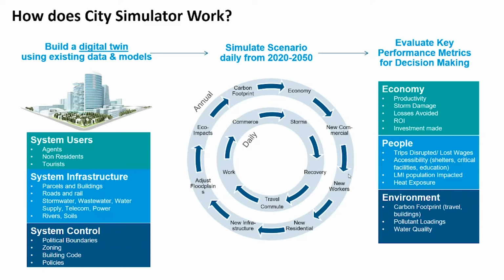Once we have that digital twin, we can do a simulation. So we typically simulate from 2020 to 2050 in this nested loop pattern that you're seeing. The annual loop here, this is run once a year during our simulation, and it simulates urbanization. So it starts out with economy. How well is the economy doing? That gets translated into new commercial development, where we literally put buildings in the landscape in vacant lots.